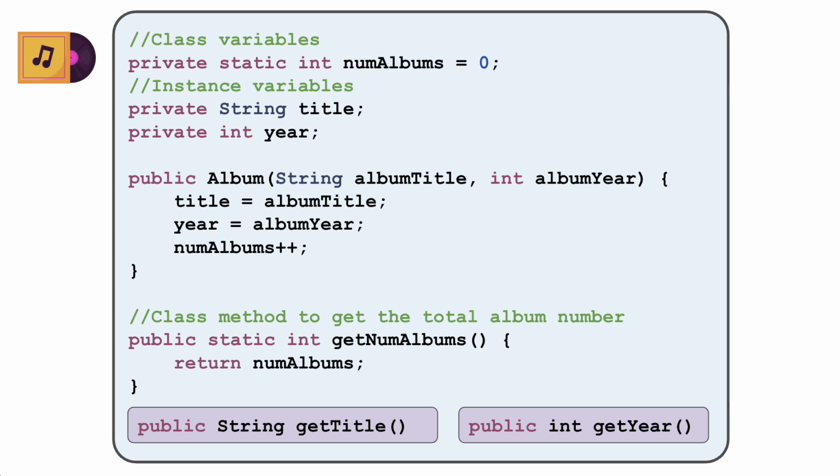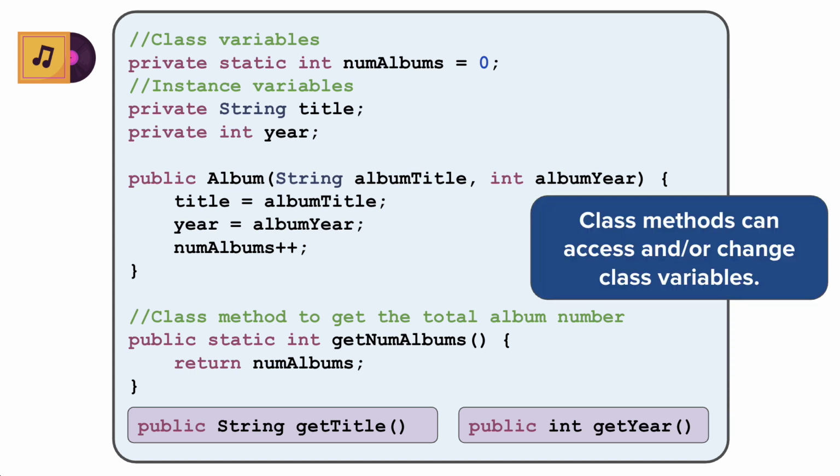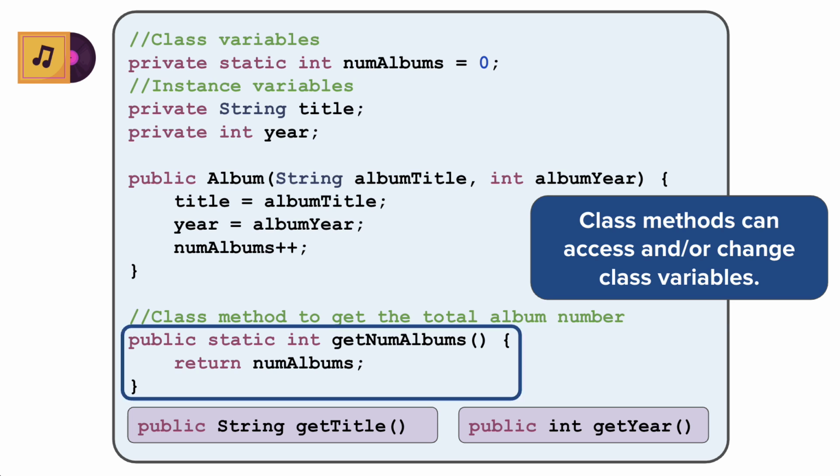An important note here, class methods can access and/or change class variables, just like instance methods. Here, the class method getNumAlbums can access the class variable num_albums because they all belong to the same class. Now that you have a complete album class, let's see this program in action.